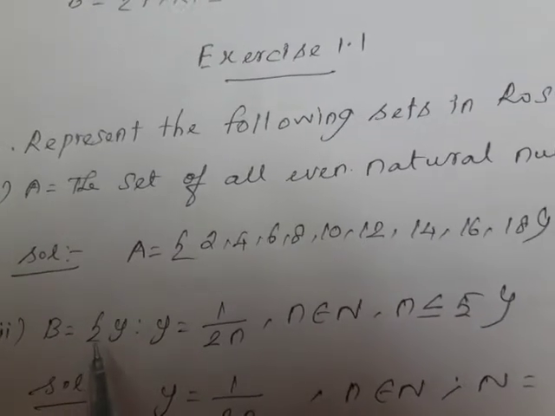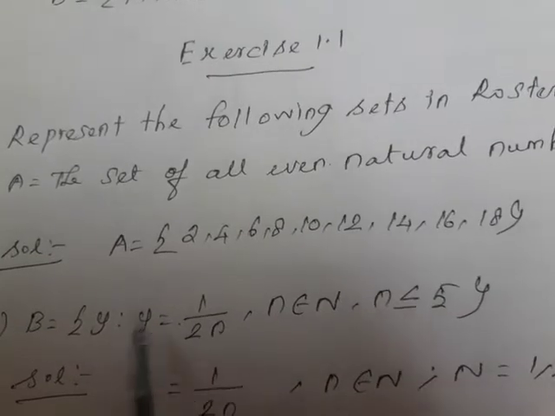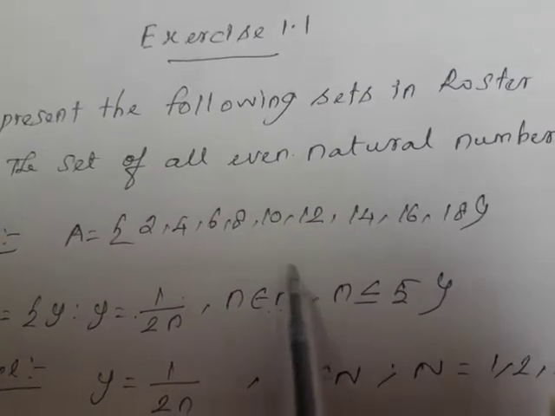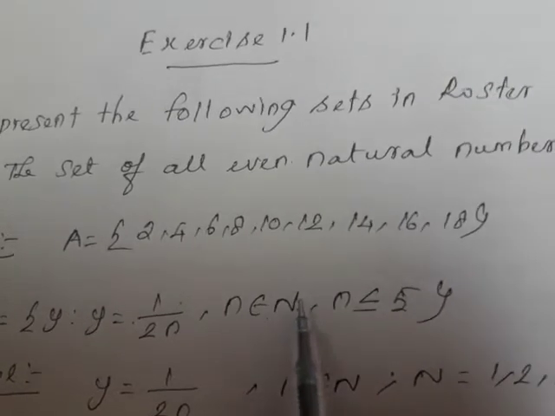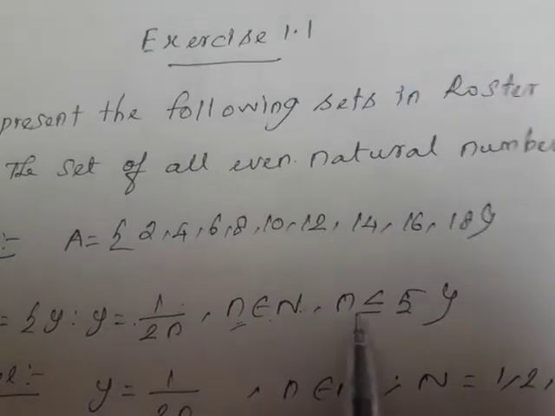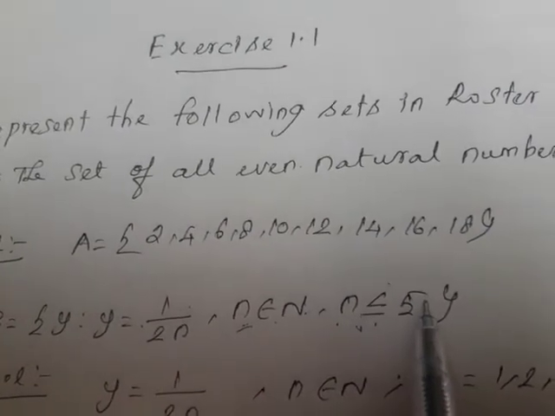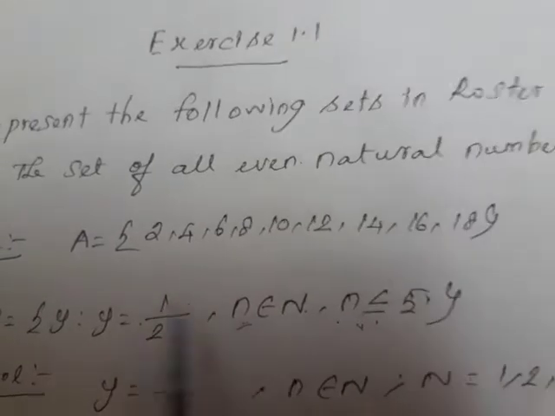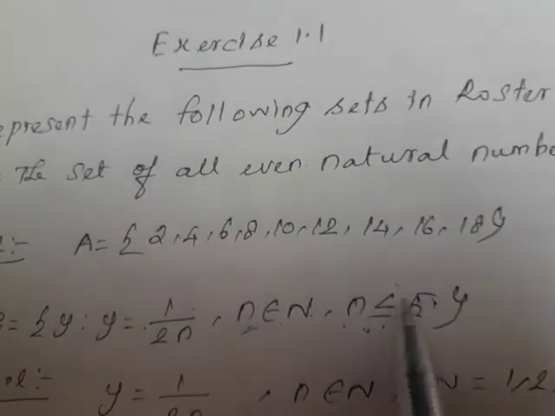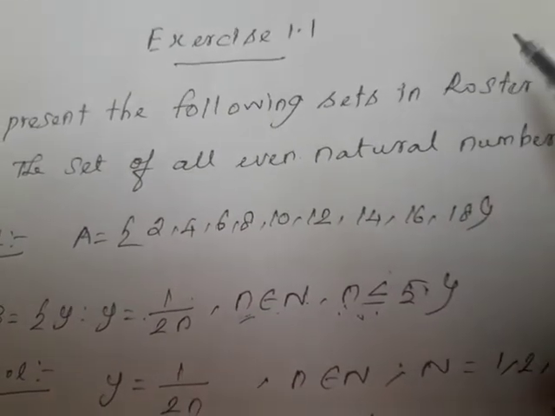Next, the second question. Set B is equal to {y such that y equals 1 by 2n}. A condition is given. This n value belongs to capital N. Capital N means natural numbers. And for this n, a condition is given: n is less than or equal to 5. Here they have given the rule, which is the set builder form. This set builder form you have to convert and write in roster form.